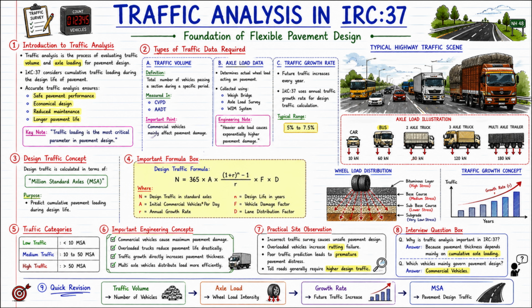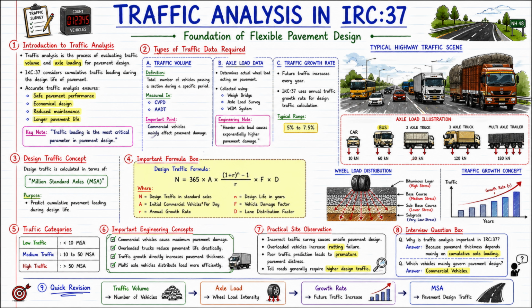Now let us look at the seventh topic of the slide: practical site observation. Incorrect traffic survey causes unsafe pavement design. Overloaded vehicles increase rutting failure. Poor traffic prediction leads to premature pavement distress. Toll roads generally require higher design traffic. Now these practical field mistakes become the cause of future failures.